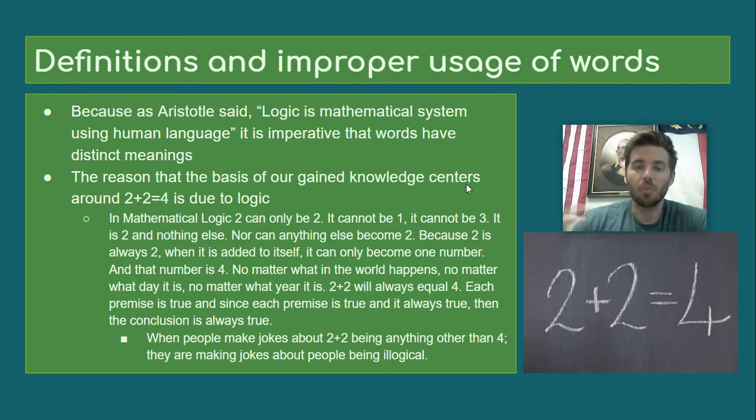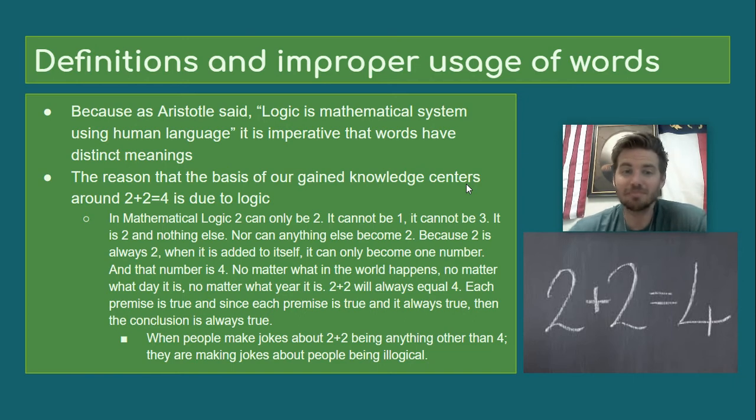Now we have people talking about different things using one word. We're talking about different ideas, but they use the same word to describe what they're talking about, even though they both have very different meanings depending on who's speaking. This is why there is a problem with logic, because with mathematical logic, which is where logic comes from, two can only be two. It cannot be one. It cannot be three. It is two, and it is nothing else other than two.